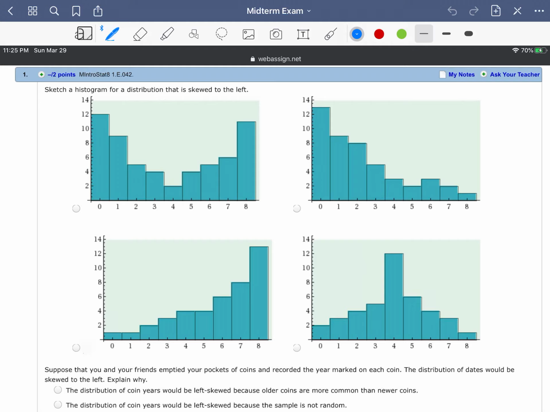So for problem 1, it asks you to find the left skewed distribution. We are only looking at the tails, right? That depends on which side the tail is. Skewed to the left, so we want to look at the tail shifting to the left. This part is shifted to the right, so it's not correct. This one is shifted to the left, so this one is correct.